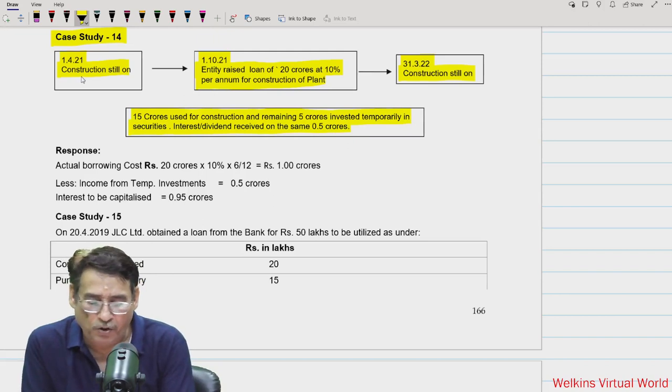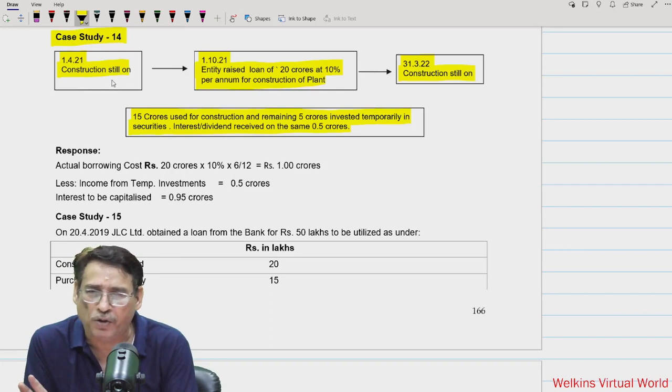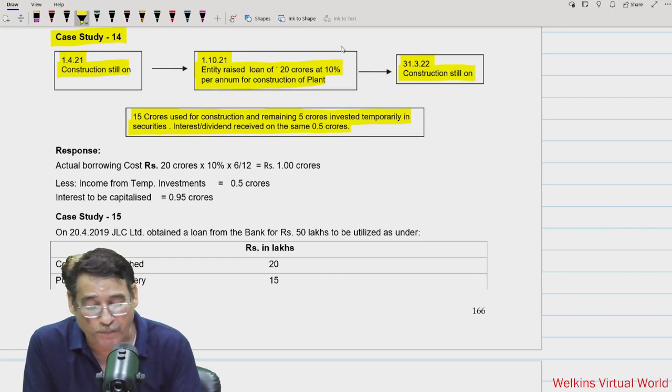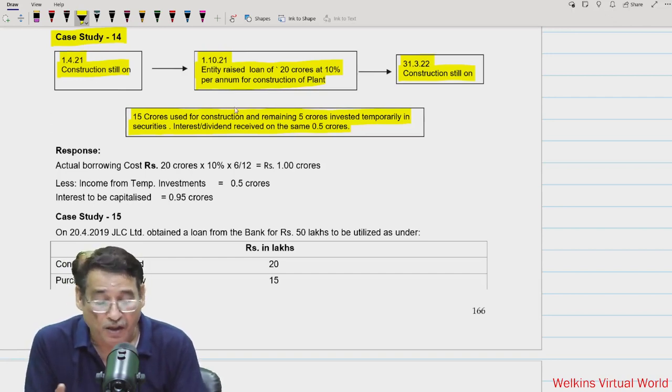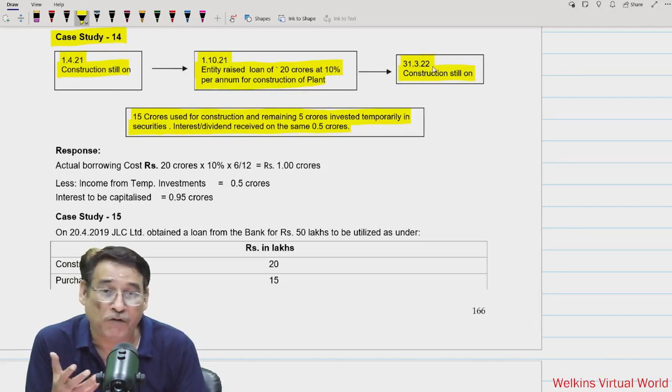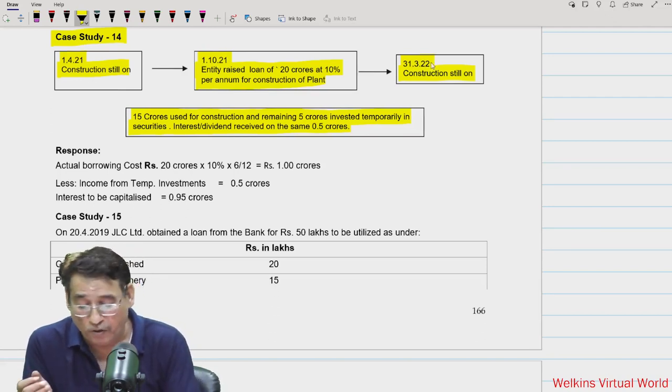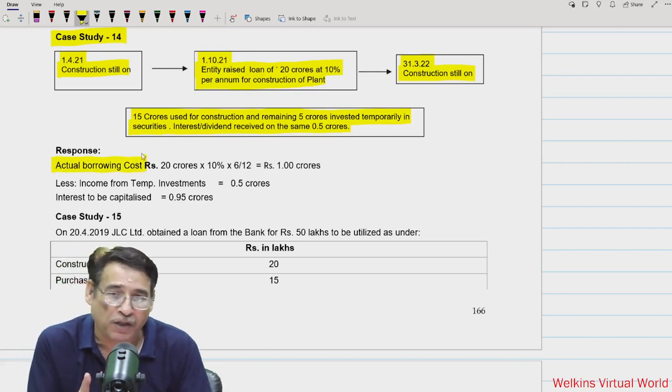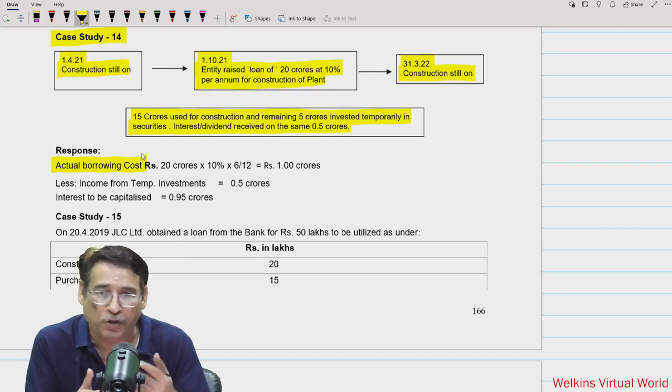See, even though you started the construction on 1-4-2021, here you did not take any loan. In fact, construction is on during the entire year, but you took the loan on 1-10-2021. First of all, you are going to compute the amount of interest. From 1-10-2021 till 31-3-2022, a 6 month period is there. So first of all, try to find out your actual borrowing cost. Actual borrowing cost means the interest which you are going to spend.